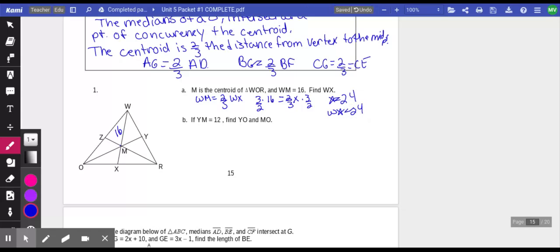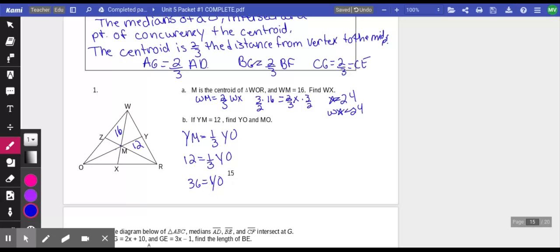So then if I know YM is 12, find YO. So if OM is 2/3, that means YM is 1/3. So YM equals 1/3 of YO. So 12 equals 1/3 of YO, which means 36 equals YO.